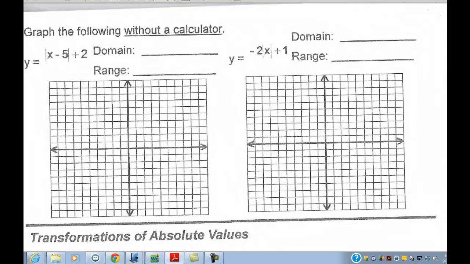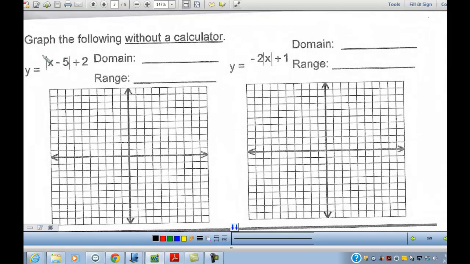Graph the following without a calculator. Think of this right here as a slope of 1 because there's no number there. So think of it like rise over run. Here we're going to move right 5 and up 2. Our vertical movement was up 2, and our horizontal movement is right 5.